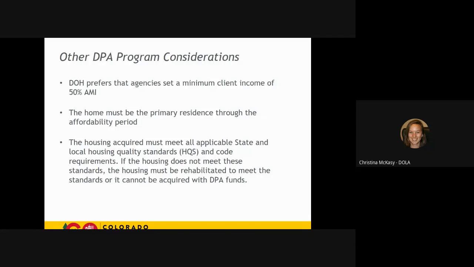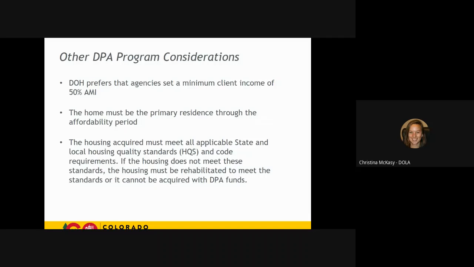And other DPA considerations. We prefer that you set a minimum client income of 50% AMI. If you have a federally funded program, you're going to be looking at folks in the 50 to 80% AMI range. Sometimes there are applicants who are buying a Habitat home or working with some other program that we see at lower AMIs. I think I saw someone at 35% a few weeks ago, which is low, but depending on what program they're in, it might make sense.